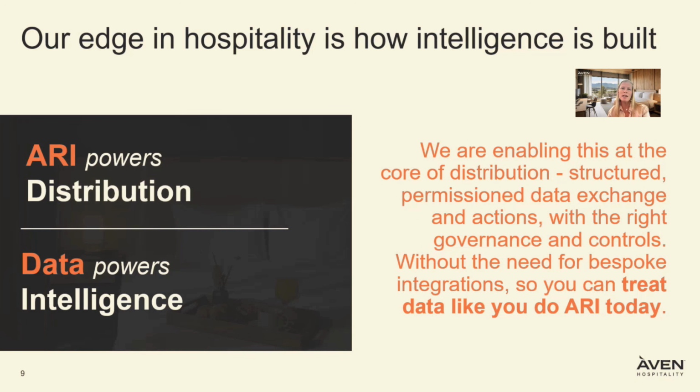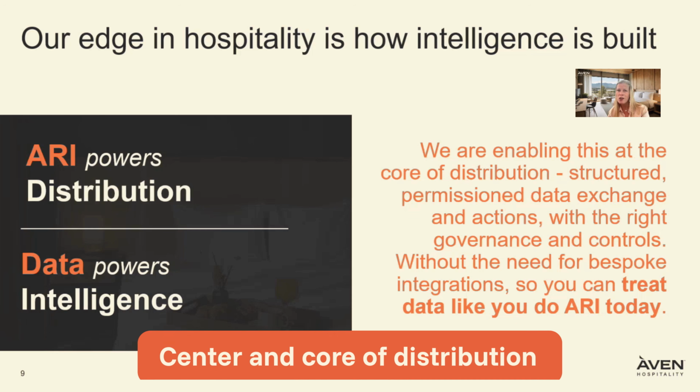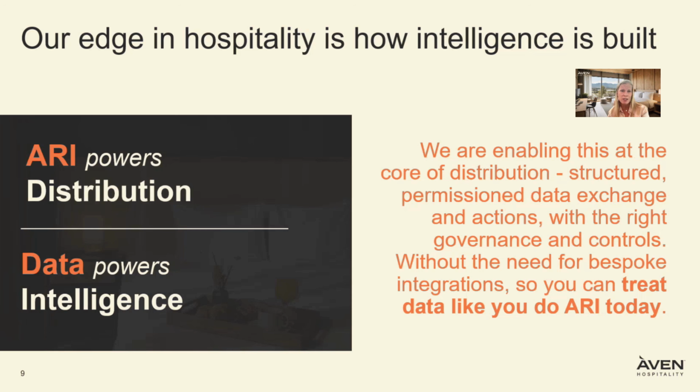And that is where we're enabling MCP. We are enabling MCP at the center and the core of distribution. We are not exposing content through a secondary layer or intermediary. And this is really critical because in an agentic world, origin matters. They want to go to the closest place, the source of truth.